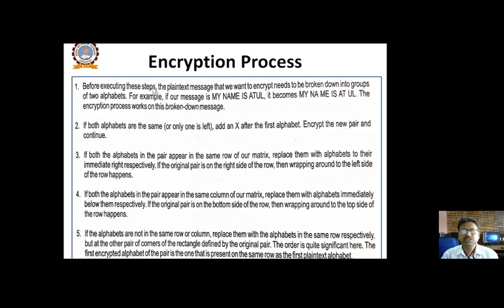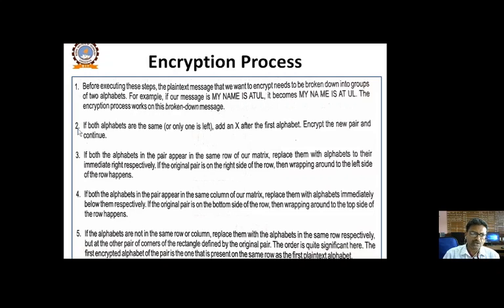Now before executing these steps, first of all, the plain text message that we want to encrypt needs to be broken down into groups of 2 alphabets. For example, if our message is "my name is Atul", it will be broken into groups of 2 alphabets. So how will it be broken? MY, NA, ME, IS, AT, UL. And then the encryption process works on this broken down message.